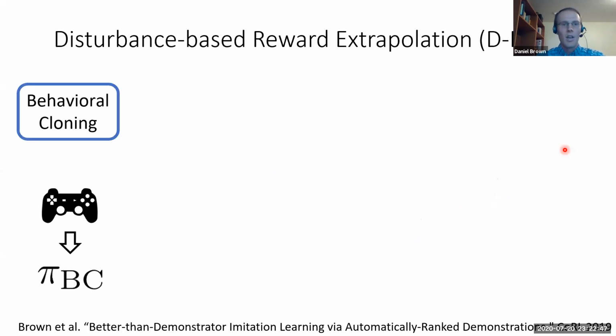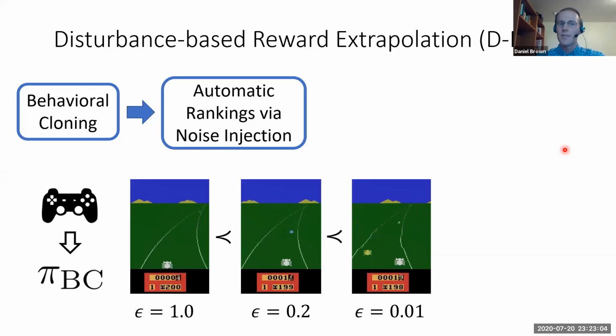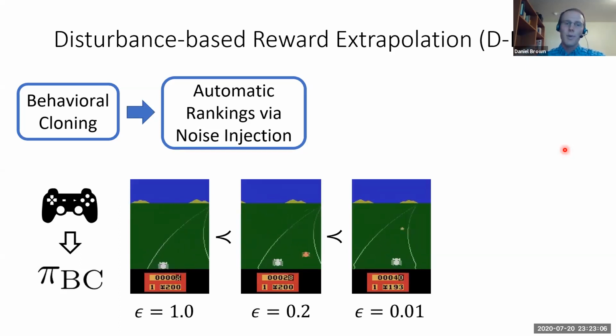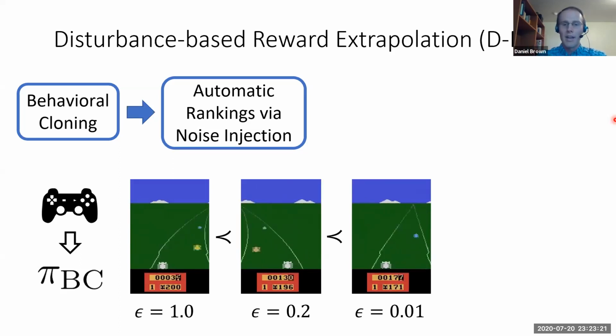Even though the agent is noisy, if it's improving on average over time, this gives us pretty good rankings. We also looked at this idea of disturbance-based rankings, where we proposed DREX, disturbance-based reward extrapolation. The idea is that we have a set of unranked demonstrations, and we perform behavioral cloning just to learn a policy from that. And then we create these automatic rankings via noise injection. The more noise we add, here we're adding epsilon-greedy noise, so with probability epsilon the agent takes a random action, we can assume that on average, this is going to cause worse and worse performance, assuming that our demonstration is starting off significantly better than purely random.